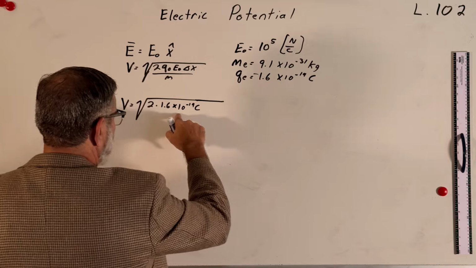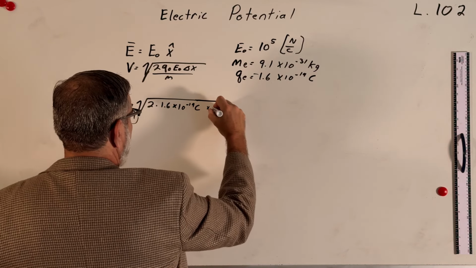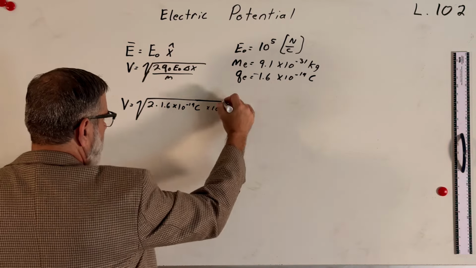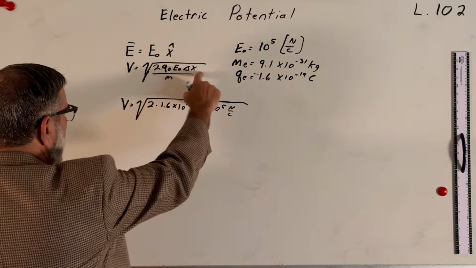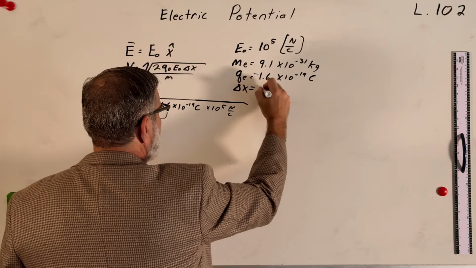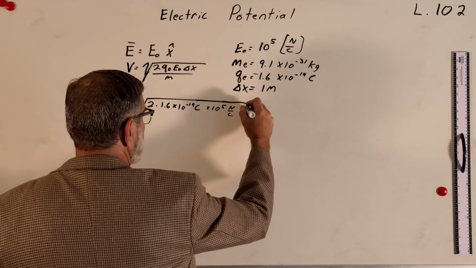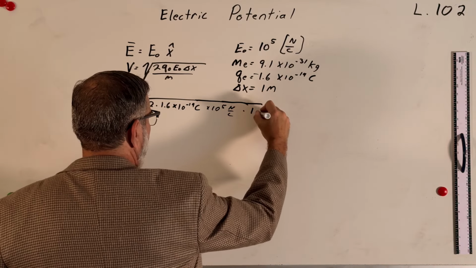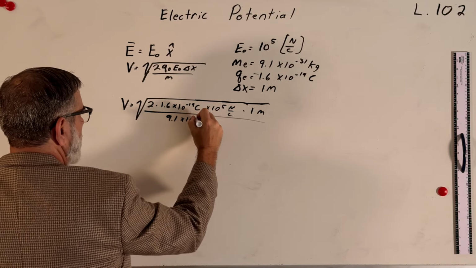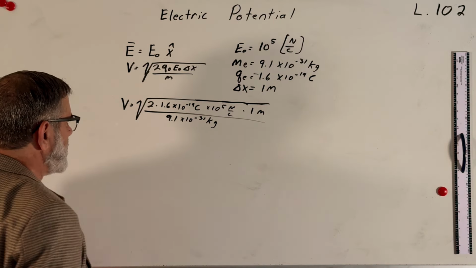So we've got 1.6 times 10 to the minus 19 coulombs times 2, the electric field is times 10 to the 5th newtons per Coulomb. And we need a delta x. Let's let this accelerate over a distance of 1 meter. Okay, so I'll let delta x be equal to 1 meter. So that's times 1 meter. And we're going to divide that by 9.1 times 10 to the minus 31 kilograms. Okay, you can see the coulombs and the coulombs cancel out here.